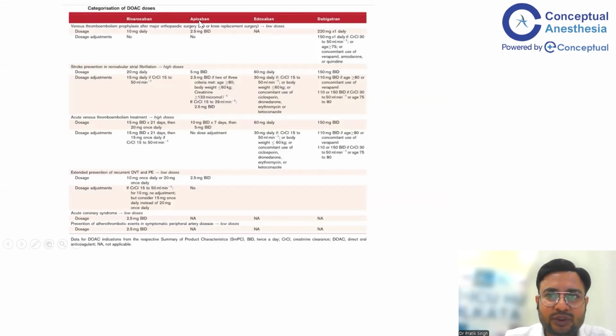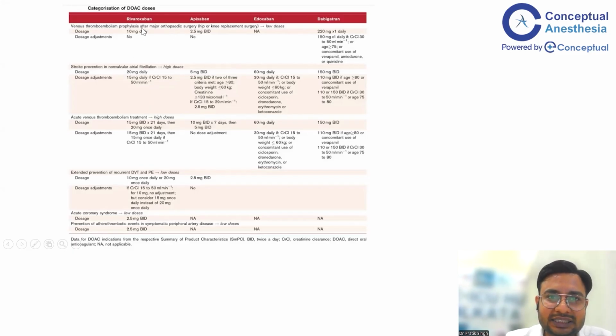Categorization of the DOAC doses depending on the different conditions: rivaroxaban, apixaban, edoxaban, and dabigatran. If you are using it for venous thromboembolism, then the dose is 10 milligram daily. Apixaban 2.5. Edoxaban is not given orally, usually not recommended. Dabigatran 220 milligram for 1 day, then you have to change it depending on the creatinine clearance.